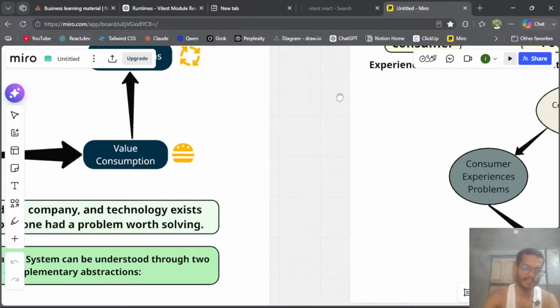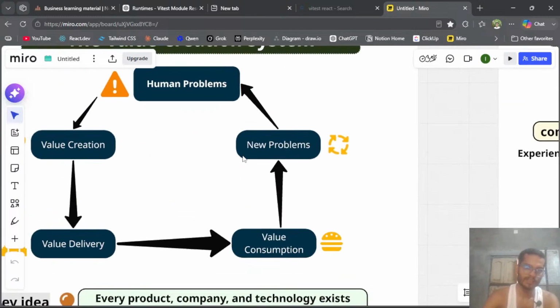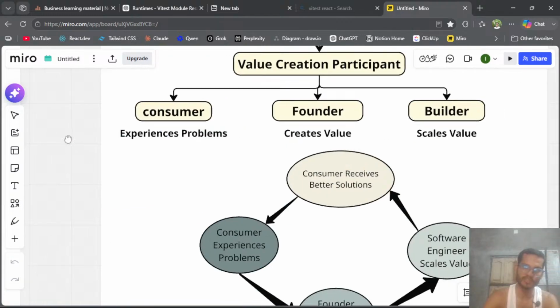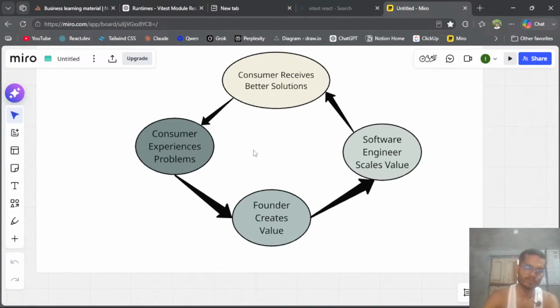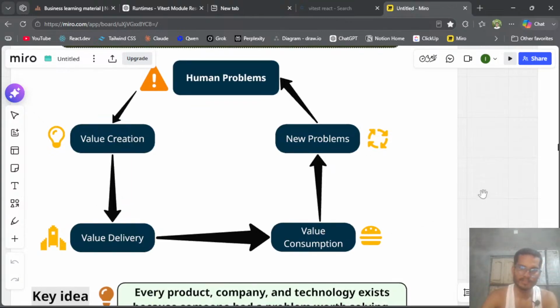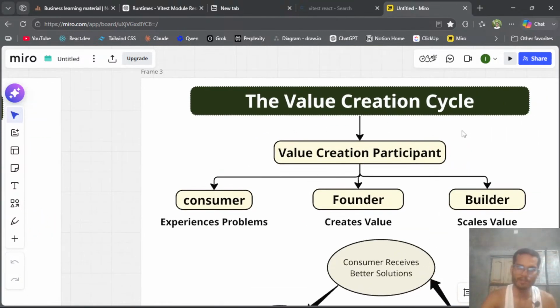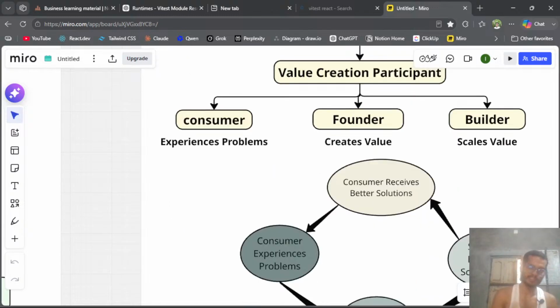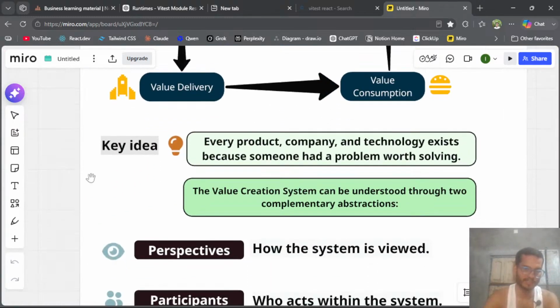Again, if you look at this circle, now the human has a new problem, which means they face a new experience. They have a new problem, right? This is a circle, and this circle is driven from here. That's why this is a value creation cycle. I call it participant. These are the three people who participate in this workflow, or in this system. The second is perspective.